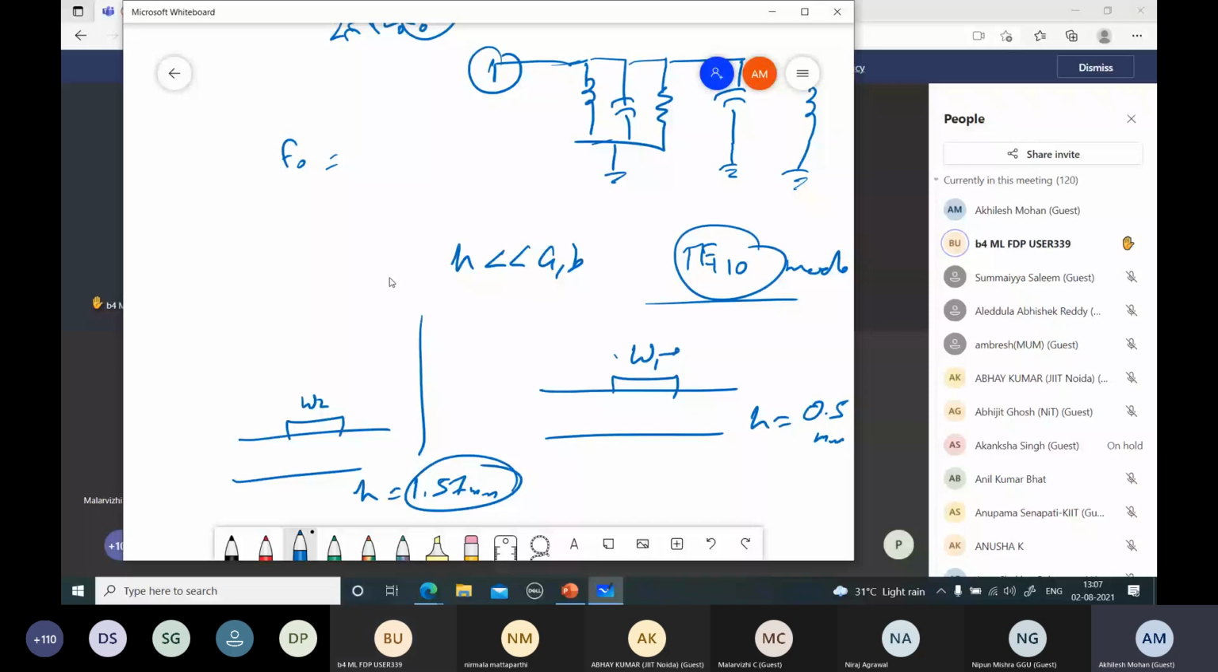So for that, that is why I told you, study the modes in the eigen mode solver. If you study the modes, it will be clear to you. Everything will be clear.